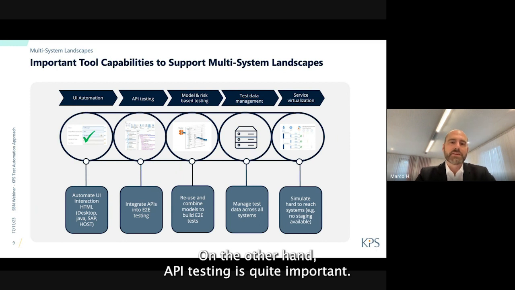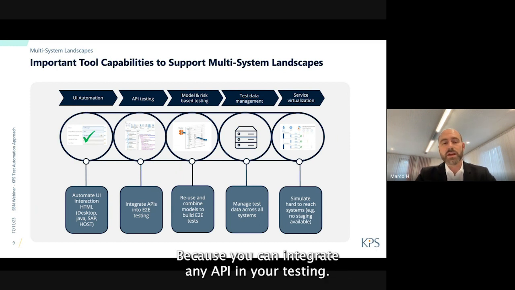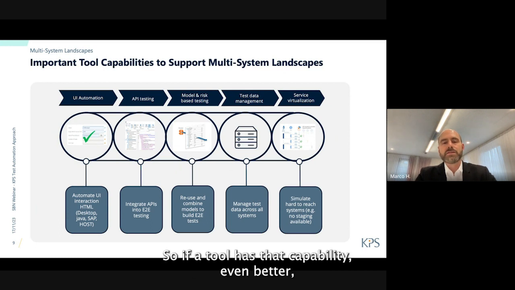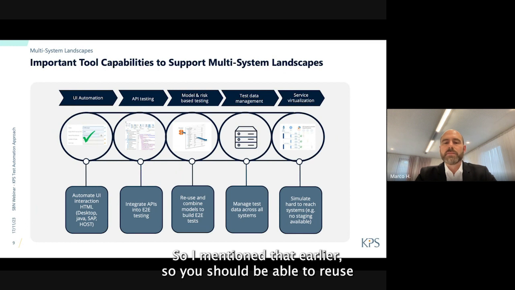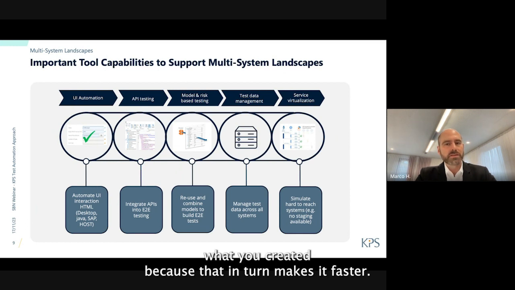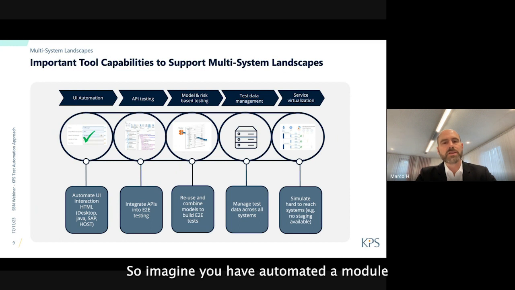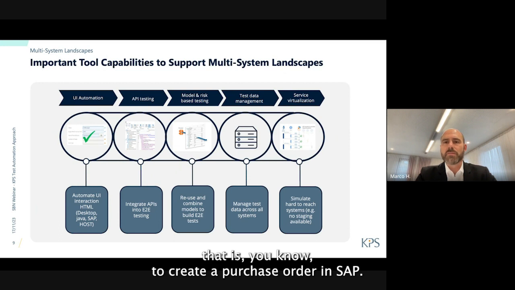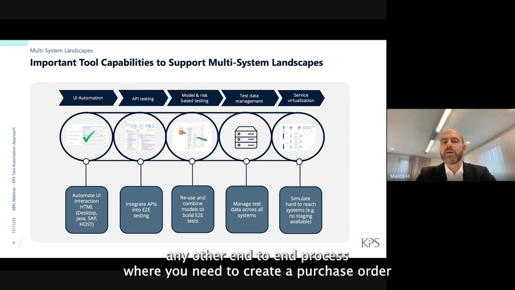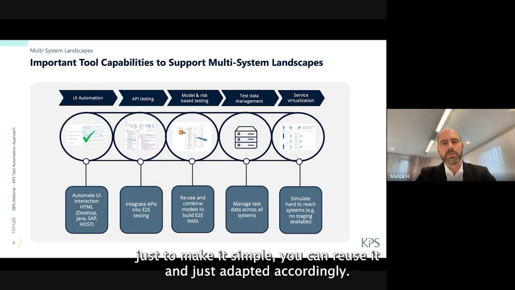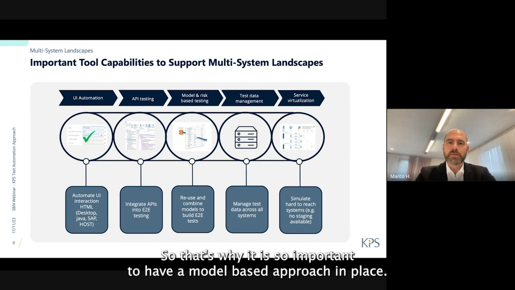On the other hand, API testing is quite important, because you can integrate any API in your testing. So if a tool has that capability, even better. The next one is the model and risk-based testing. I mentioned that earlier. You should be able to reuse what you created, because that in turn makes it faster. Imagine you have automated a module to create a purchase order in SAP. You would only have to do it once, and then in any other end-to-end process where you need to create a purchase order, you can reuse it and just adapt it accordingly. That's why it is so important to have a model-based approach in place.